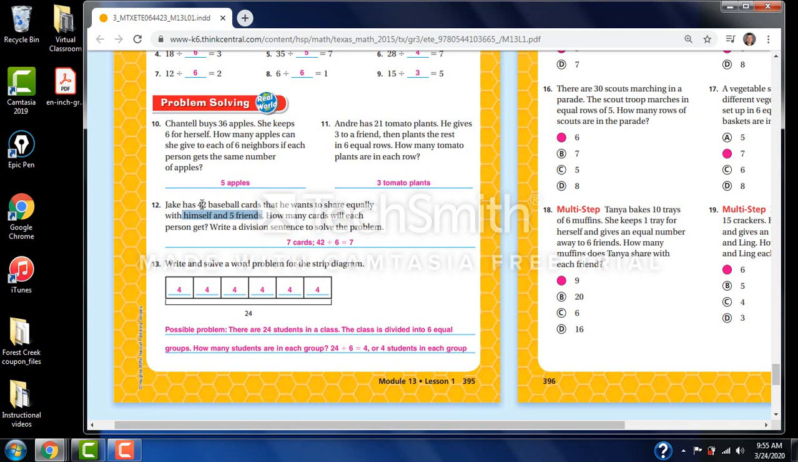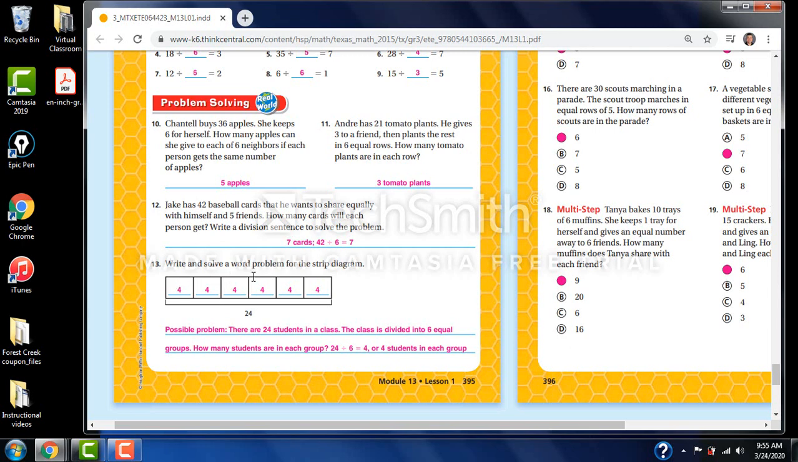Because if you try to divide 42 divided by 5, you're going to get a sentence that does not make sense. So the key here is reading the question carefully. Good job, Zane. So 5 plus 1 equals 6. So you could have a division sentence that looks something like this. 42 divided by 6 equals 7. Okay, so 7 cards. Each person will get 7. Here is a sentence strip.